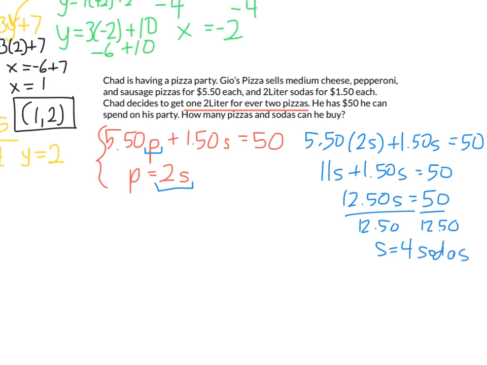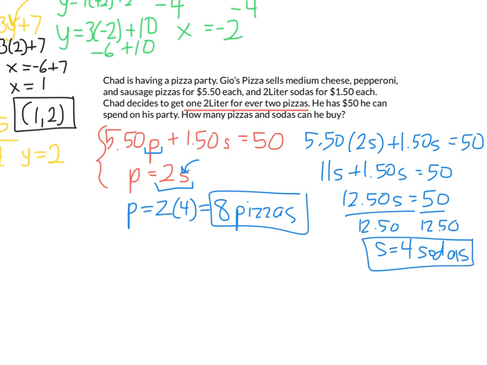Very seldom do we write this one as an ordered pair. This time we usually just say how many sodas and how many pizzas he can buy. So now I'm going to replace the S, now that I know that its value is 4, in that second equation. So P equals 2 times 4, and that equals 8 pizzas. So for $50, as long as there's no tax, and of course that usually does come into play, he can buy 8 pizzas and 4 sodas.